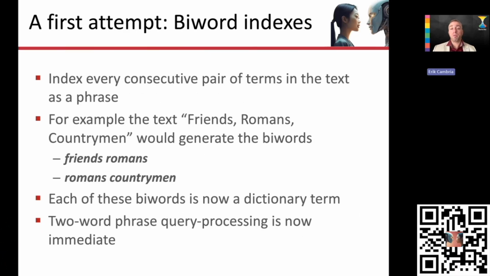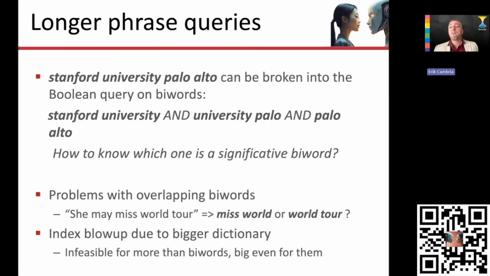First attempt would be to have a separate dictionary for biwords. So I would have these 2-word windows that I slide through my documents, and for each of them I get a biword for which I can then build my own separate inverted index. Now this sounds like a good idea, but actually it's not that good, because who tells me which ones are the good biwords and which ones are not?